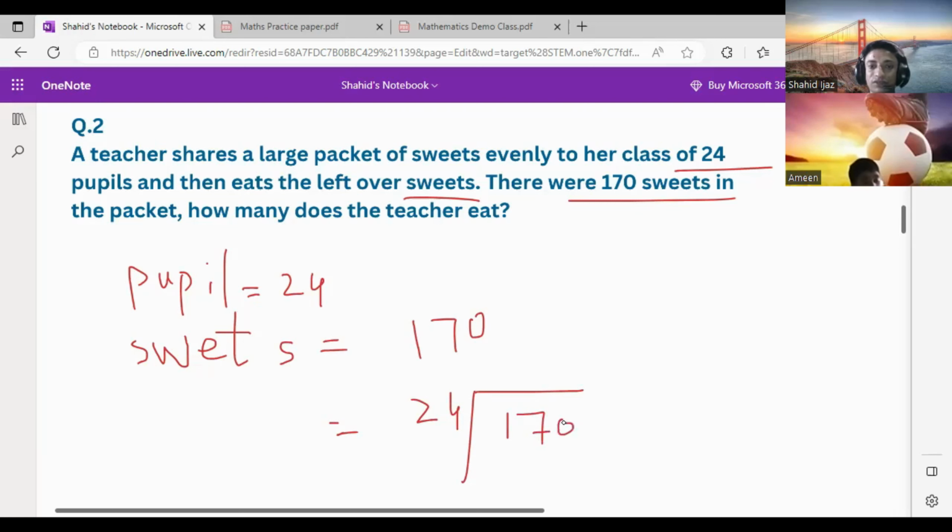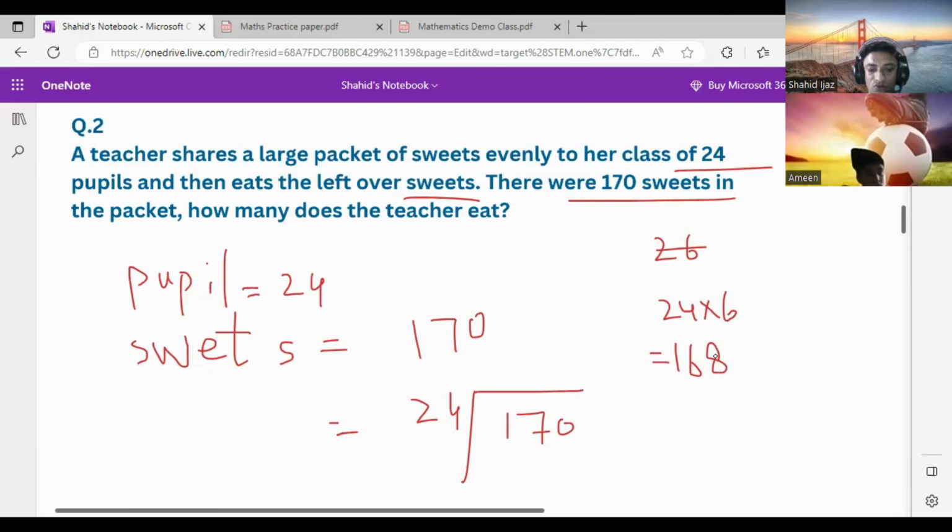What is a rough approximation? Approximately, the students eat 6 sweets each. You said 6 sweets each. 24 multiplied by 6. What does it become? Which is 168. And then the remainder is 2, and the teacher eats 2 sweets.